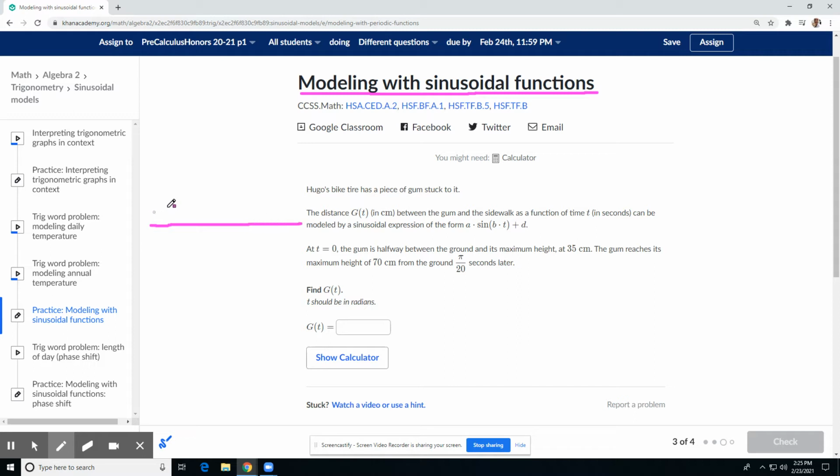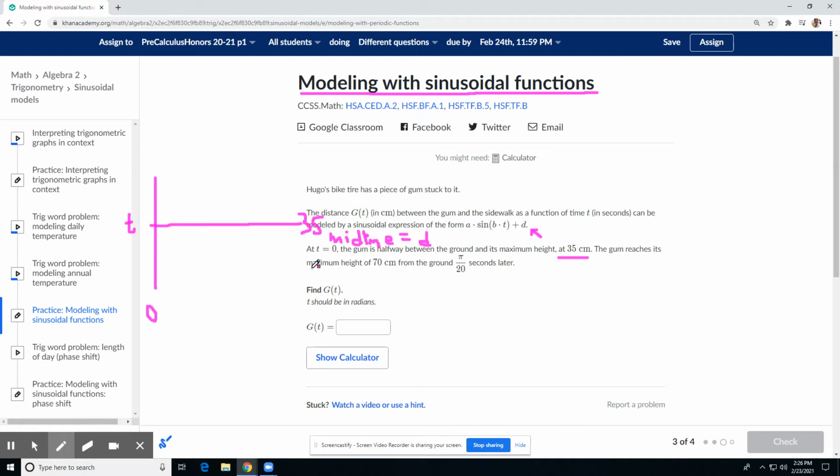So let's go ahead and start drawing this. At time 0, so here's 0 time. At time 0, the gum is halfway between the ground and its maximum height at, and this is telling you that's where it's at. It's at 35 centimeters. So it's a little bit tricky how this is worded. At time 0, at 35 centimeters. So this is at 35 as our midline, basically, which in this case, they're calling it little d. That's the position of the midline.